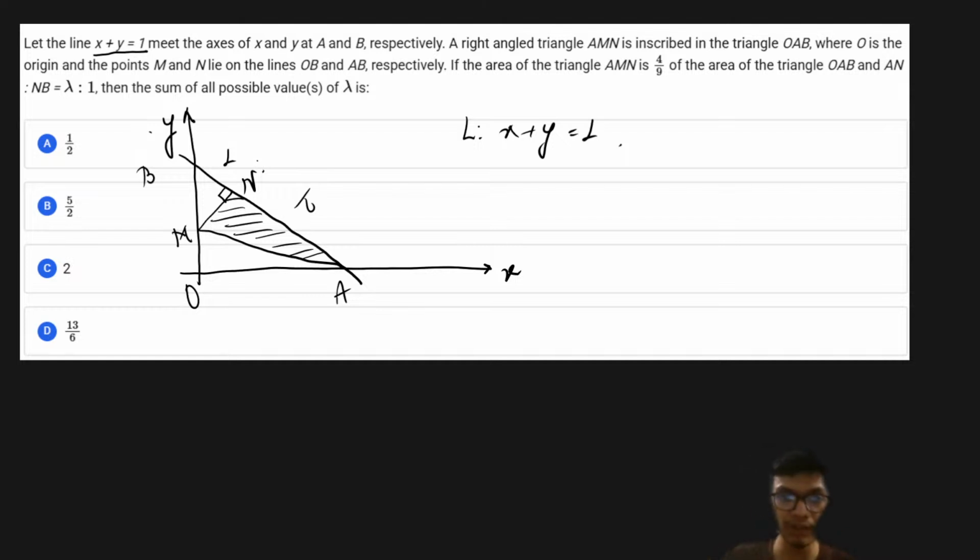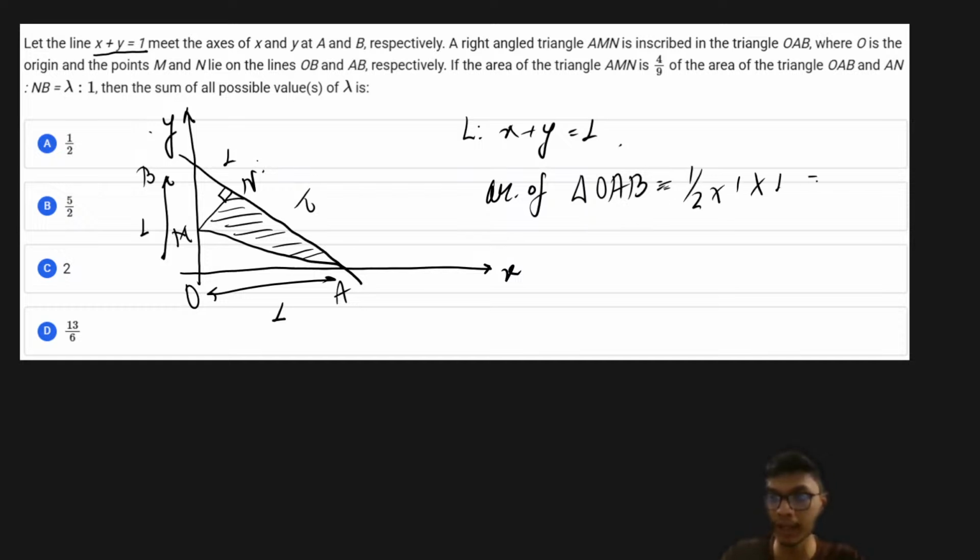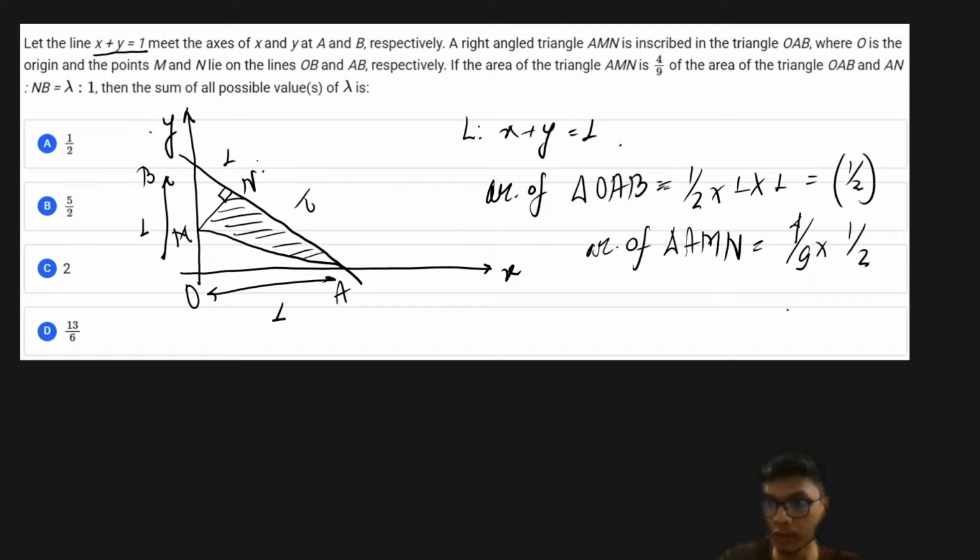So if I ask you what is the area of the triangle AOB, the area of triangle OAB is basically going to be equal to, since this particular intercept is 1 and this particular intercept is 1, half into base into height. So that is going to be equal to 1 upon 2 square units, right? Now from here, I can definitely find the information about the area of triangle AMN, which is basically nothing but 4 by 9 times the area of triangle OAB, which is basically going to be 2 upon 9. So 2 upon 9 is going to be the area of this particular shaded region, right?